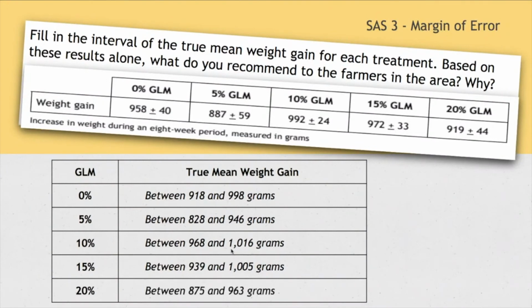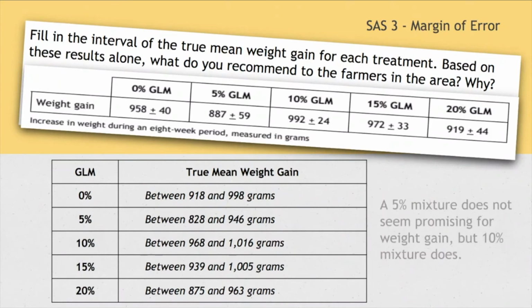20%, it actually lowers the weight gain the more GLM is in the food. So what do you think you should recommend to the farmers in the area about this particular study? A 5% mixture does not seem promising. You see that it's really low in weight gain, but a 10% mixture does, okay?